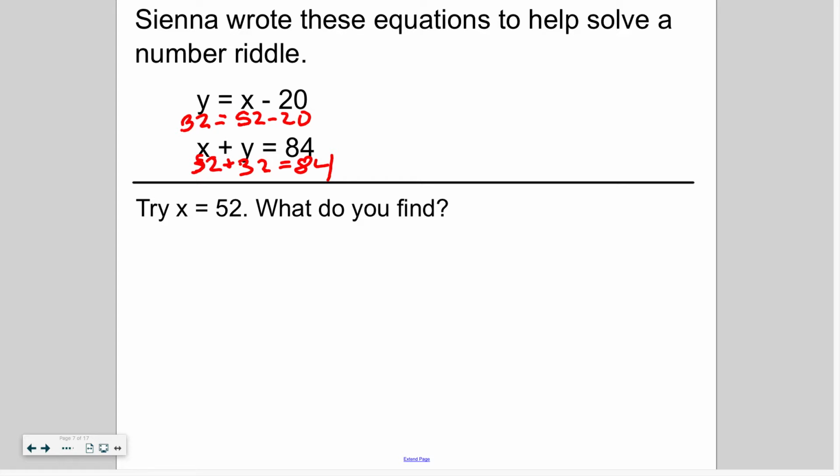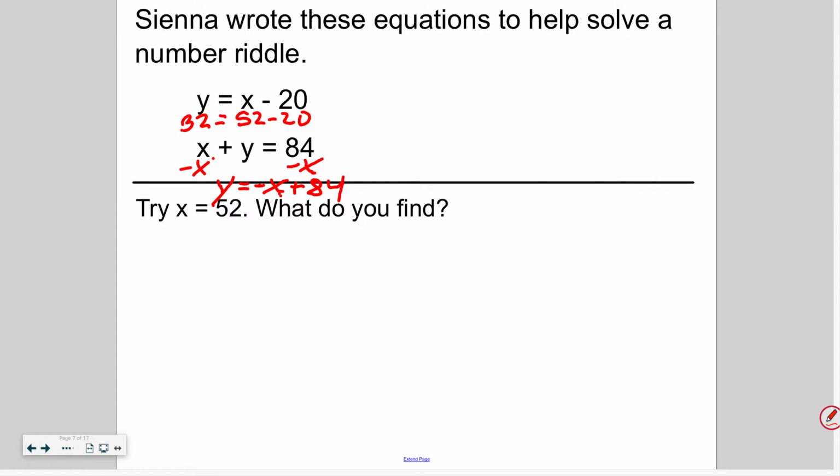What's the coefficient of the second equation? Negative 1. How do you know it's negative 1? Because if you want y by itself, you have to subtract x from both sides. If you put it in slope-intercept form to identify the slope, y equals negative x plus 84. So that would be a negative 1.